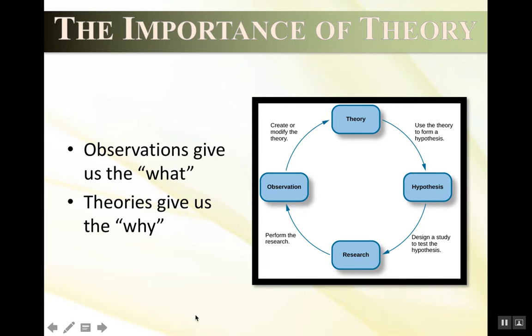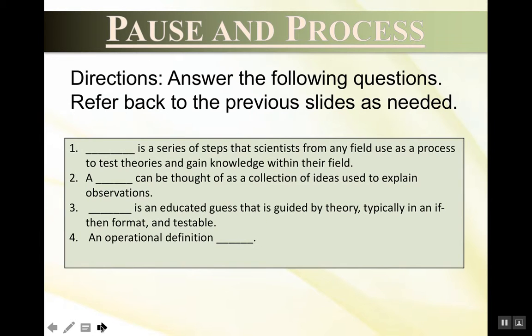Well, observations give us the what, theories give us the why. So observations create or modify the theory. The theory is used to form a hypothesis. The hypothesis is used to design the study. And then the research is performed. And then it may have to start over with the observation process again to see if we can find more information about that phenomenon that we're trying to study and understand.